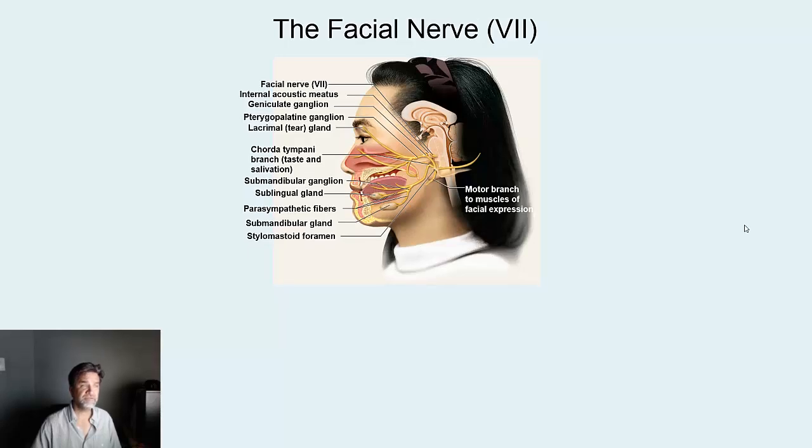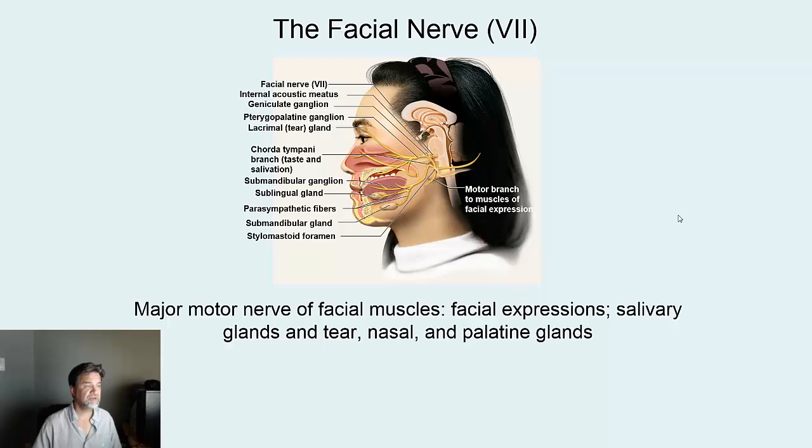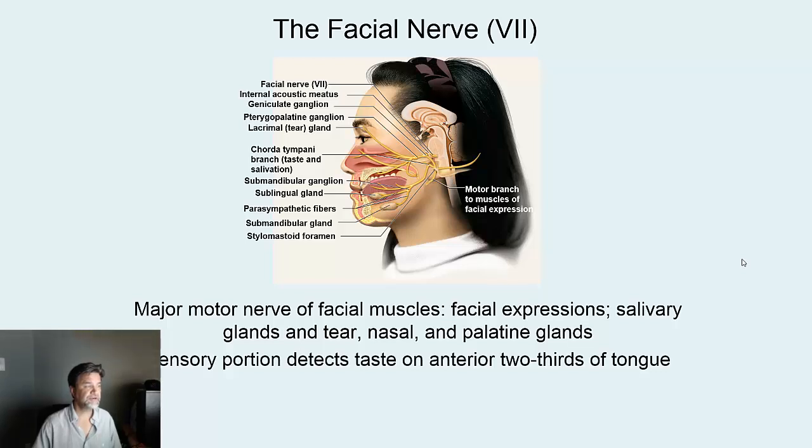The facial nerve now also has many branches, but it has several motor branches devoted to facial expression, and we'll see it also has sensory components associated with taste. So we'll look at this aspect here. So these are the major functions of the motor nerve portion of the facial nerve. We also have the sensory component that detects taste on the forward or anterior 2/3 of the tongue.